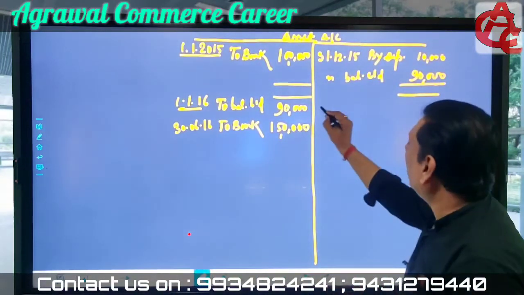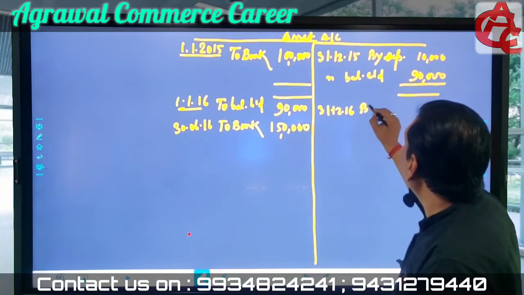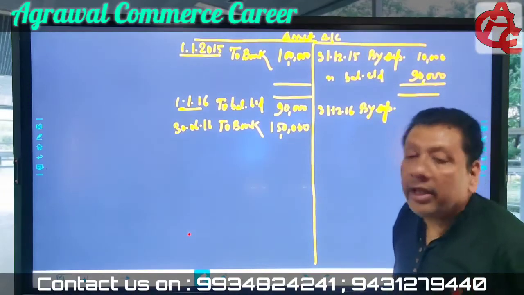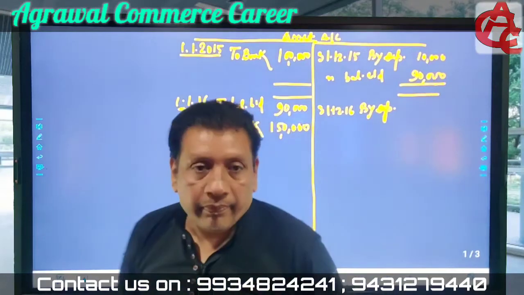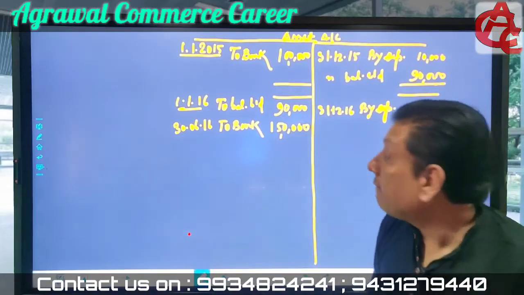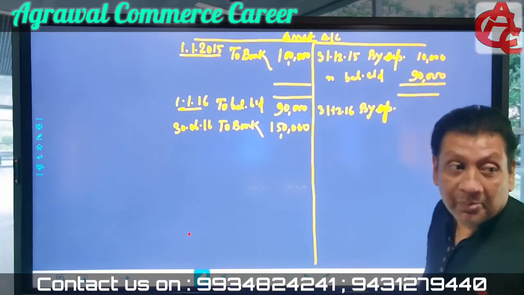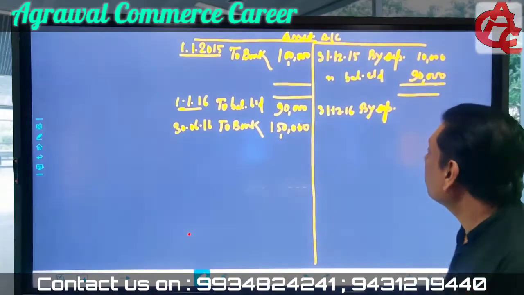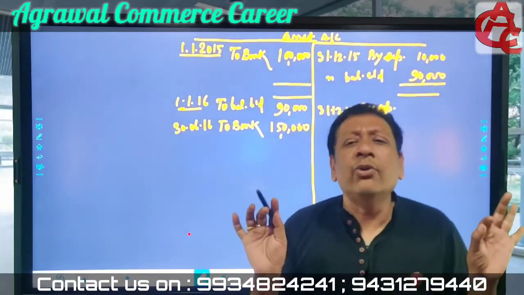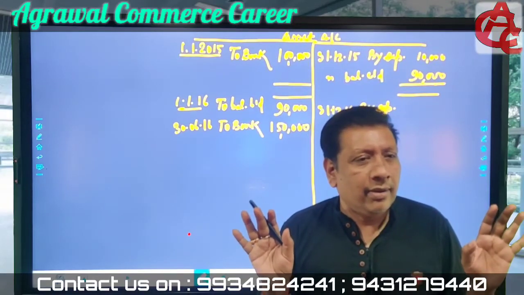So now tell me, on 31st 12/16, by depreciation, what would be the amount of depreciation if rate of depreciation is 10% per annum? For the first it will be 10,000, and for the second it will be 75,000. No sir, it is 15,000. 7,500. Keep your cool.